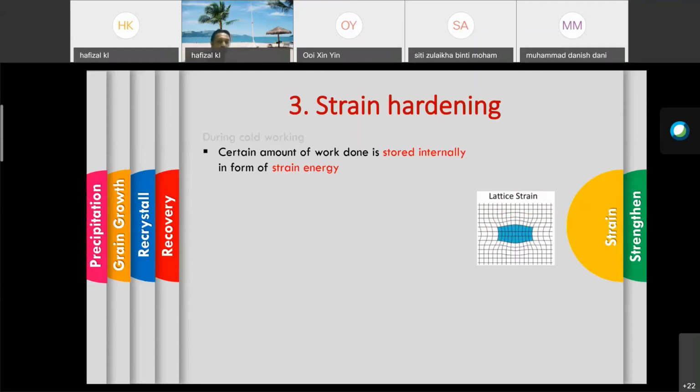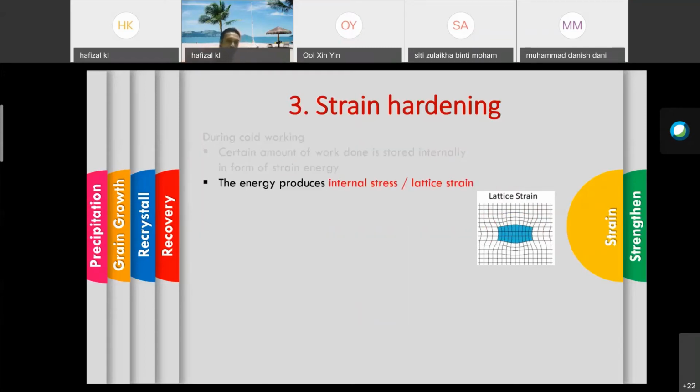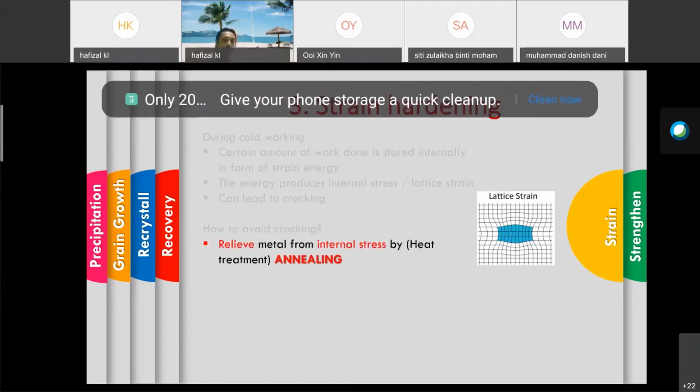That is related to the strain energy formed. When the energy forms here, we produce internal stress and lattice strain, which can lead to cracking. I already explained that to you. So in order to avoid cracking, we need to introduce heat treatment.